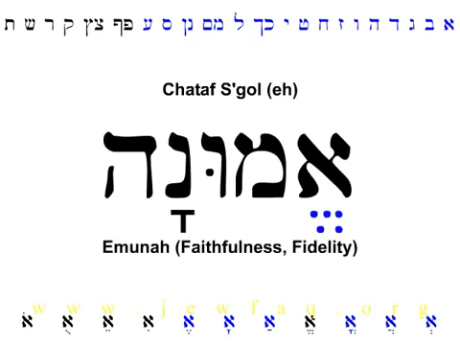It makes the same short E sound, but it never gets the emphasis. It's the first vowel in the word emunah, which means faithfulness or fidelity. Aleph, chataf segol, mem, shurek, nun, kametz, and hey. Emu, na, emunah.